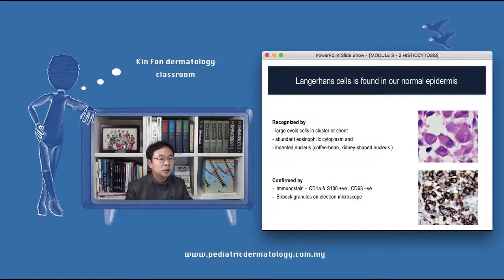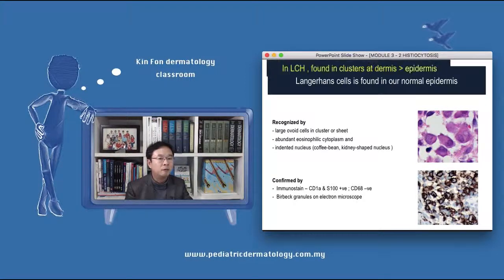The classical description of Langerhans cell is a coffee bean nucleus as well as abundant eosinophilic cytoplasm. To confirm it, you need a panel of immunohistochemical stains, with positive CD1a, positive Langerin, positive S100, and negative CD68 being the characteristic special stain profile for Langerhans cells. But bear in mind, Langerhans cells are normal cells that can be stained in the epidermis. So the clue to diagnosis is the pattern of infiltrate.